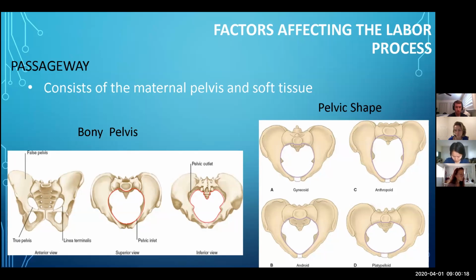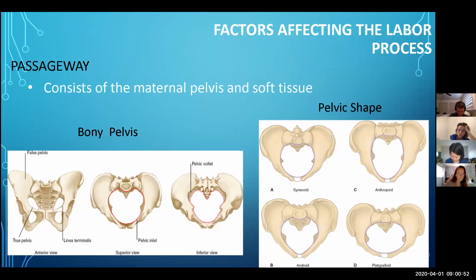The pelvic outlet is bound by the ischial tuberosities, the lower rim of the symphysis pubis and the tip of the coccyx. It's wider from the front to the back, and the outlet must be large enough to ensure the fetus can pass through. Then we have different pelvic shapes. There's 4 main shapes, and they help determine the success of a vaginal birth. So we have gynecoid, anthropoid, android, and platypoid.